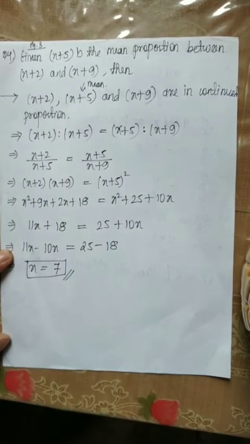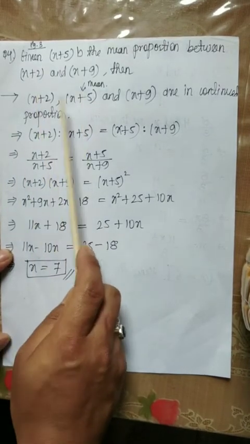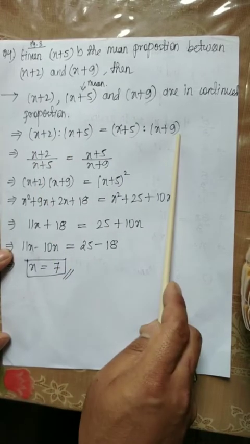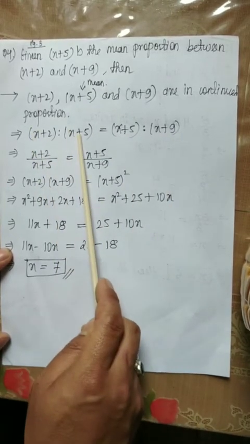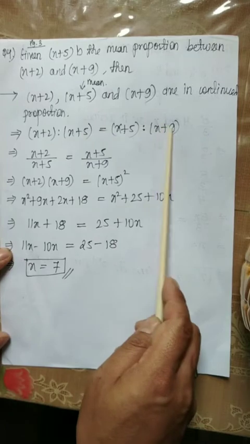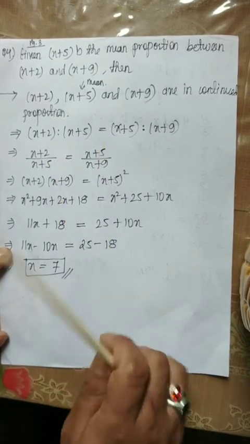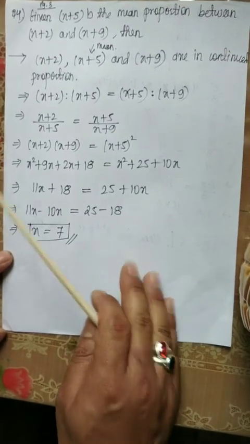And once they are in continued proportion, first is to second is equal to second is to third. That is this line. Then x plus 2 by x plus 5 is equal to x plus 5 by x plus 9. And then take the cross multiplication. The whole calculation is out here.